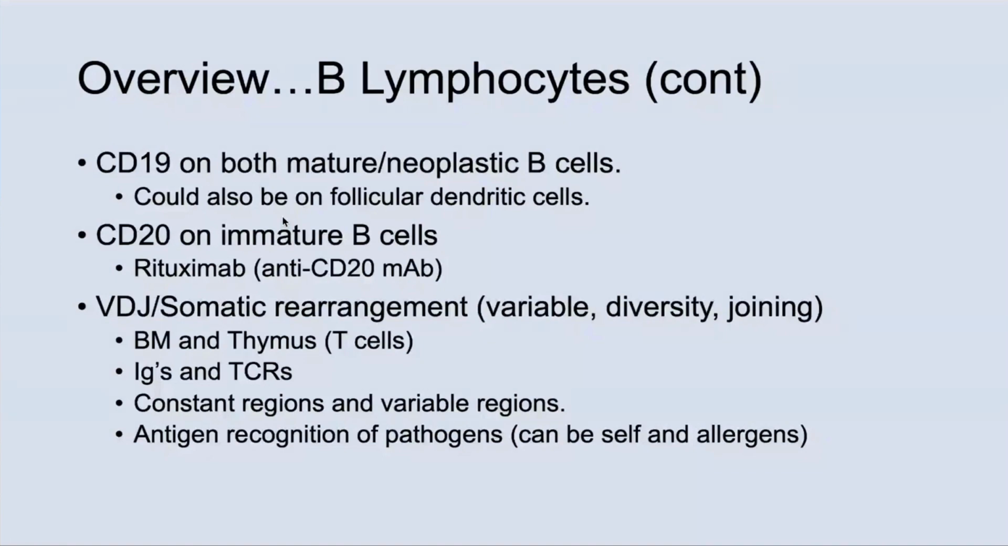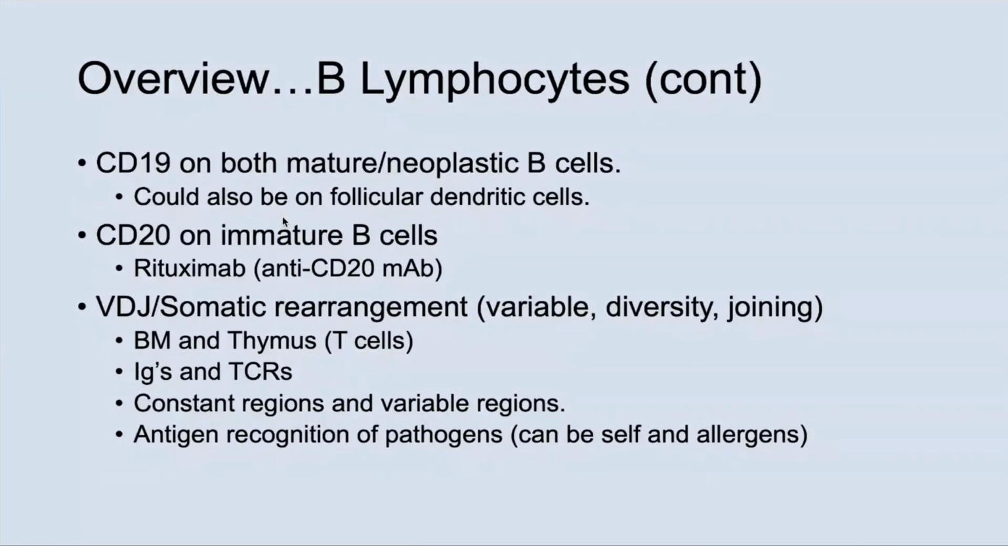So B cells, again, continued. So we have CD19. That is the marker that's on both mature and neoplastic B cells. So what are we talking about here? We're talking about cells that are already primed. Memory B cells or plasma cells can have CD19 on them. But also the cancers of those cells, right? So certain types of lymphomas, certain types of myelomas and other diseases of primed B cells.